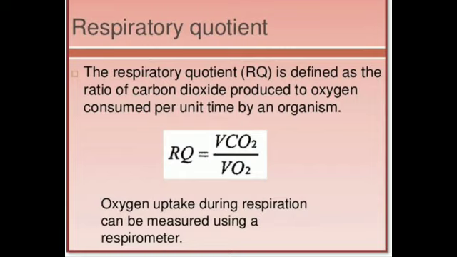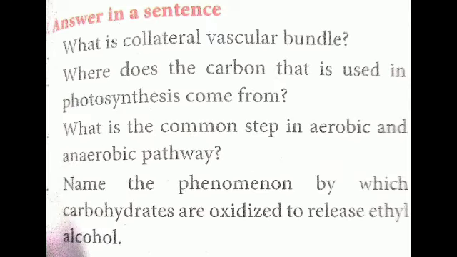That's all, students. Today's topic is over. Today's homework. These are 2 mark questions. First question, what is collateral vascular bundle? Second one, where does the carbon that is used in photosynthesis come from? Third one, what is the common step in aerobic and anaerobic pathway? Fourth one, name the phenomenon by which carbohydrates are oxidized to release ethyl alcohol.